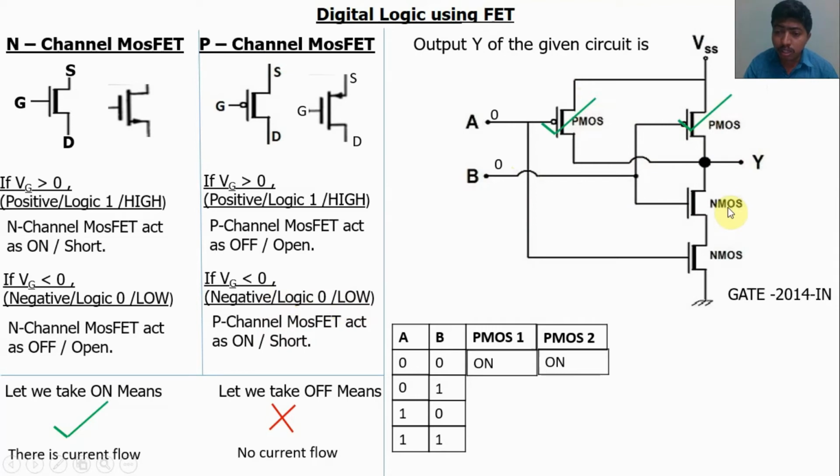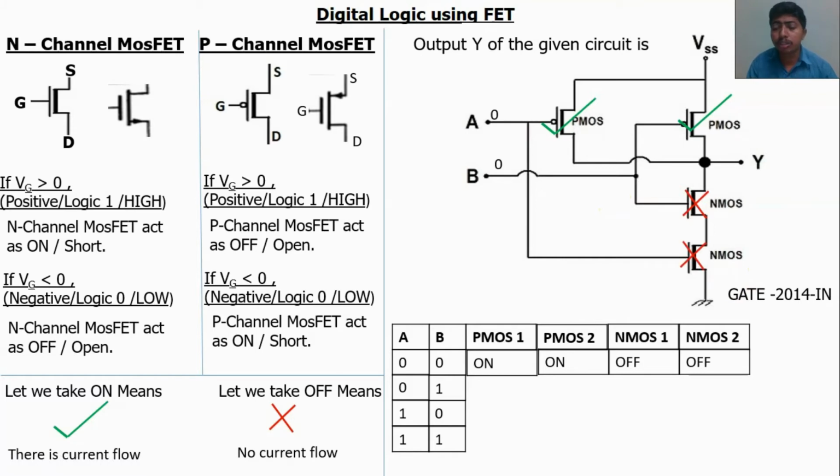Here, NMOS 1: negative voltage applied, so NMOS 1 will be off. Put the cross mark. For NMOS 2, negative voltage applied, so NMOS 2 will be off. Put the cross mark.